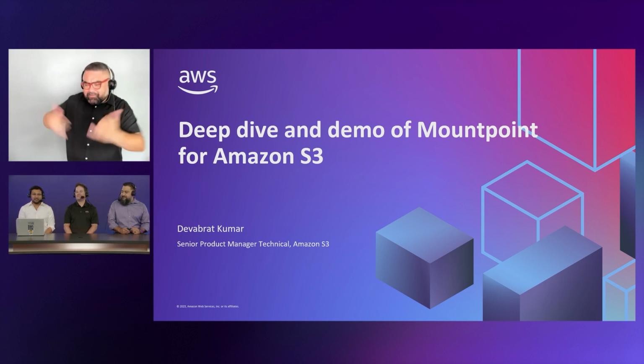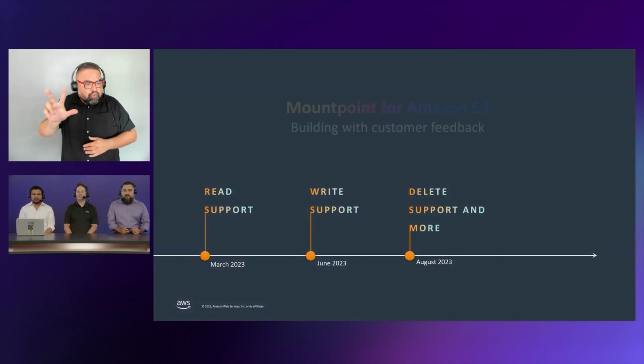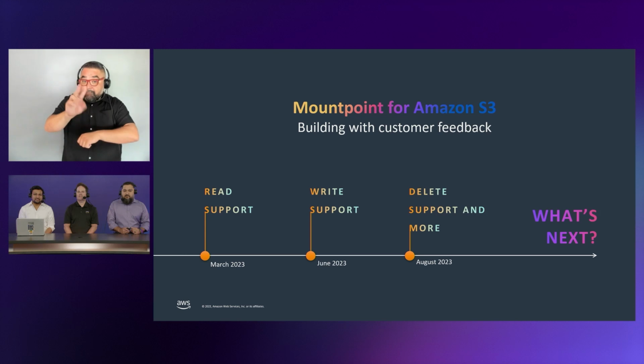Today we have announced the general availability of our new open source file client that delivers high throughput access to Amazon S3. It's called Mountpoint for Amazon S3. Using Mountpoint for Amazon S3, you can mount an S3 bucket on your compute instance and access the elastic storage and throughput of Amazon S3 using a file system interface.